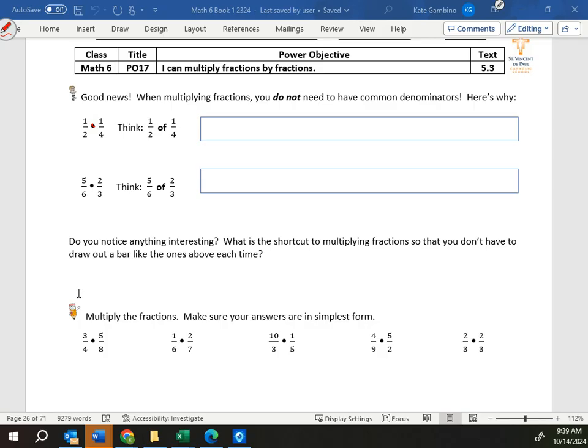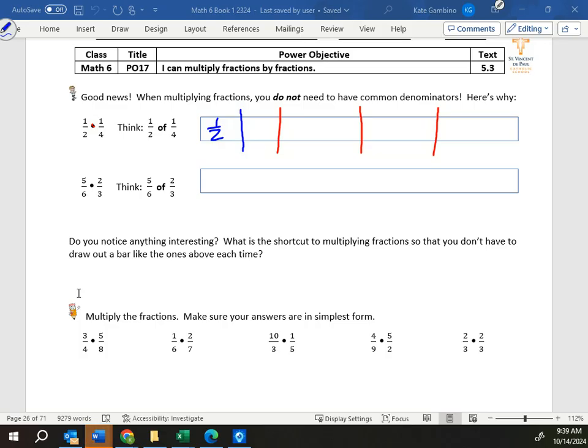So 1/2 of 1/4. So let's cut our bar into fourths. So we have 4 sections. So cut your bar into 4 sections. So 1 section is 1/4. It's 1 out of 4, right? 1/4. We want 1/2 of it. So I'm going to take 1 section and I'm going to cut it in half. So that would be 1/2 of that 4th.